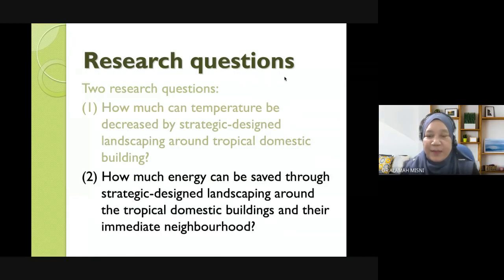Okay, this is my research questions. I have two research questions here. How much can temperature be decreased by strategic design landscaping around tropical domestic building? And how much energy can be saved through strategic design landscaping around the tropical domestic building and their immediate neighborhood area? Next.